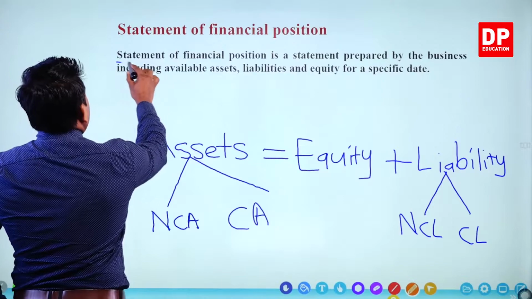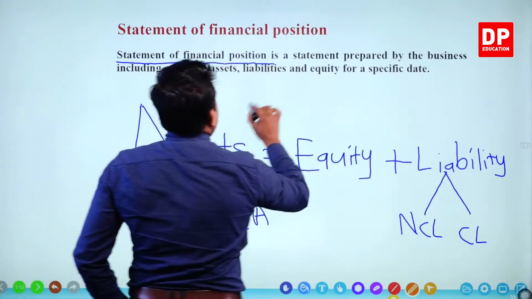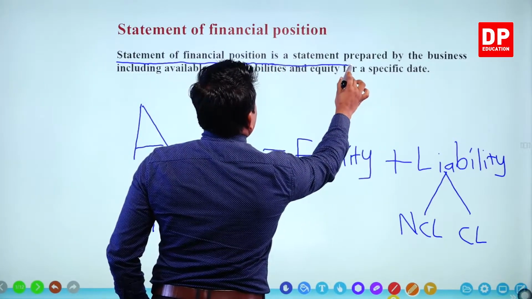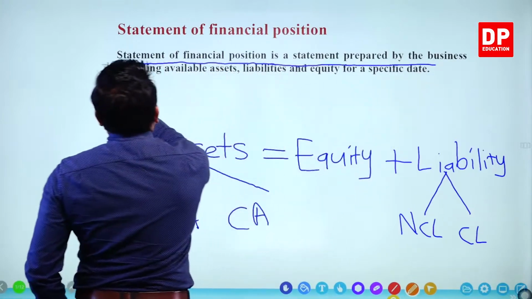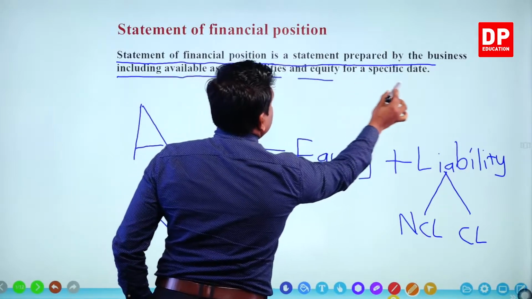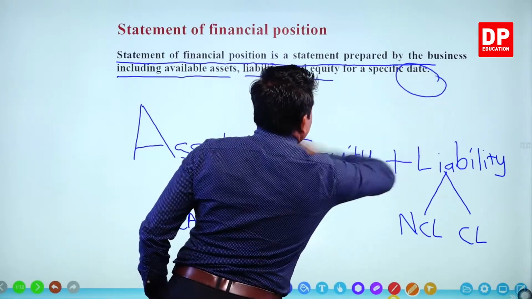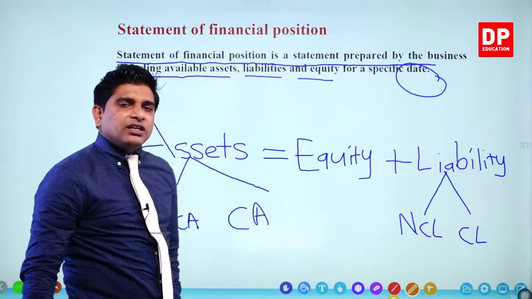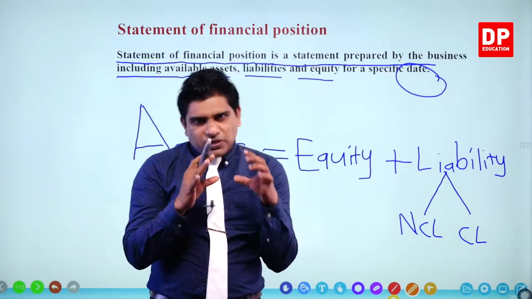Statement of financial position is a statement prepared by a business including available assets, liabilities and equity for a specific date. You must remember this, specific date. Remember why I say specific date.